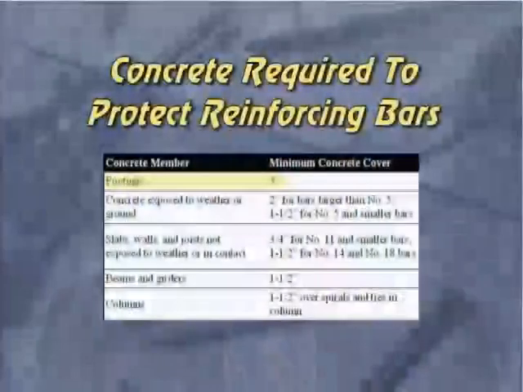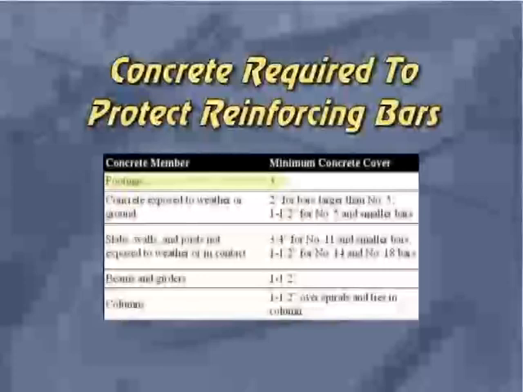So if you're putting concrete footings down, and into those footings you're going to put reinforcing bar, you need at least 3 inches of coverage for the footings. So make a highlight on footings and 3 inches. Let's take another example, beams and girders. Beams and girders need to be covered at least 1.5 inches of concrete.